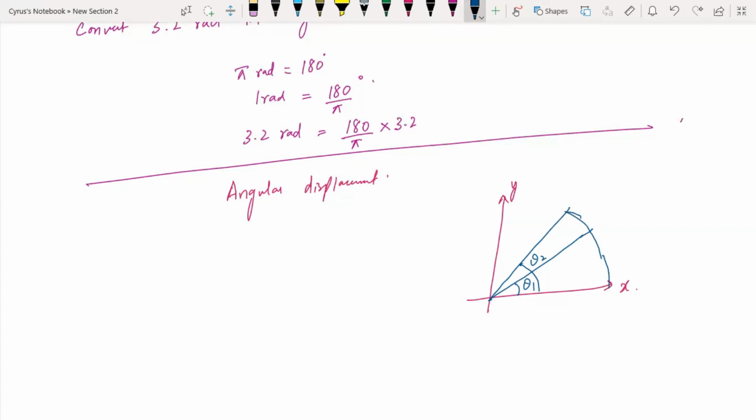ये arc बनती जा रही है, ये particle है which is traveling all the way like this, and like this. This angle here is theta 1, this angle here is theta 2, right? अगर आप गौर करें तो ये जो चीज है ये what is this? If this is theta 1, this is theta 2, what is this? This is angular displacement. This here is the angular displacement, and we call this delta theta.